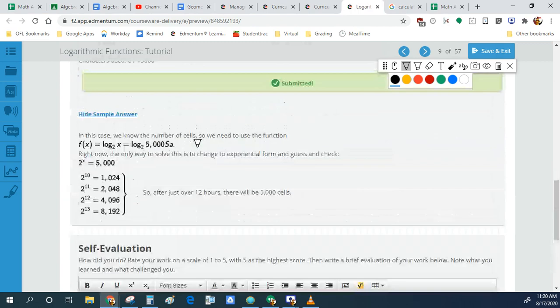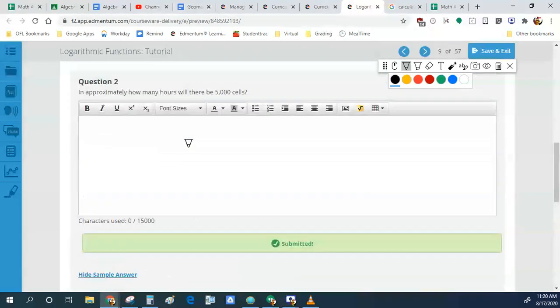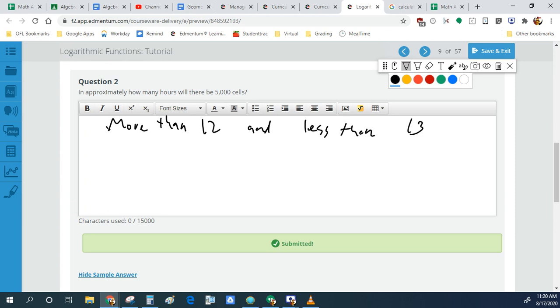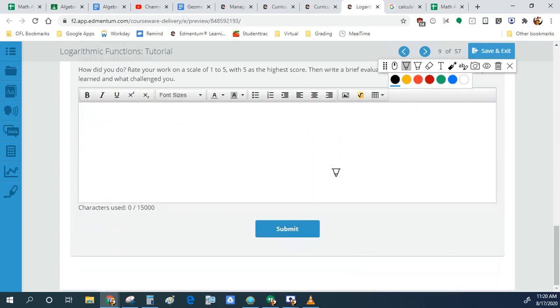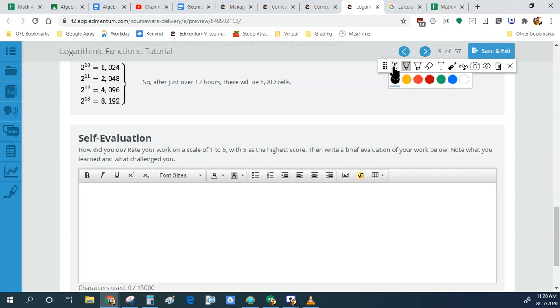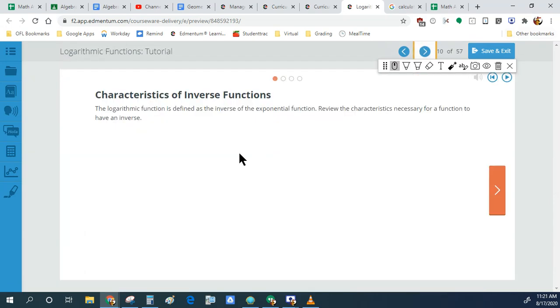So you're going to get more than 12 hours. So you can literally just write more than 12 and less than 13 if you want. If you want to be more accurate, use that log of the argument divided by log of the base trick. And then rate how you guys did. Everything making sense, guys? Okay.